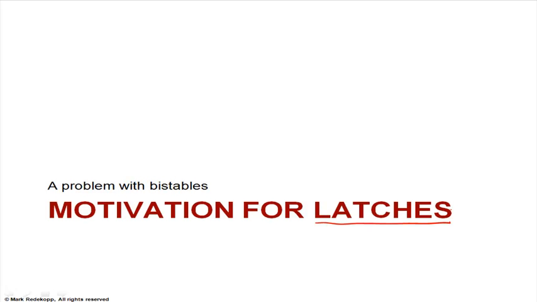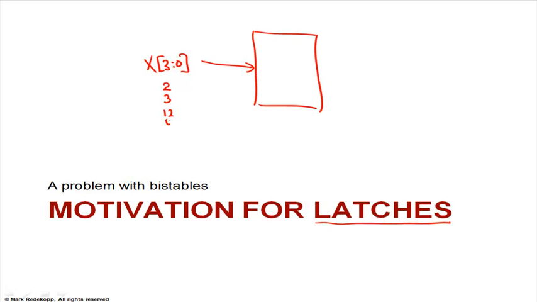So to illustrate where we could use a bistable and to also then see the issues with bistables, let's look at the following problem. Let's assume that we need to build a circuit that's going to take in some binary number x, and for now let's make it a 4-bit value. And x is going to change over time. First maybe 2, then 3, then 12, then 8, then 5, some values over time.